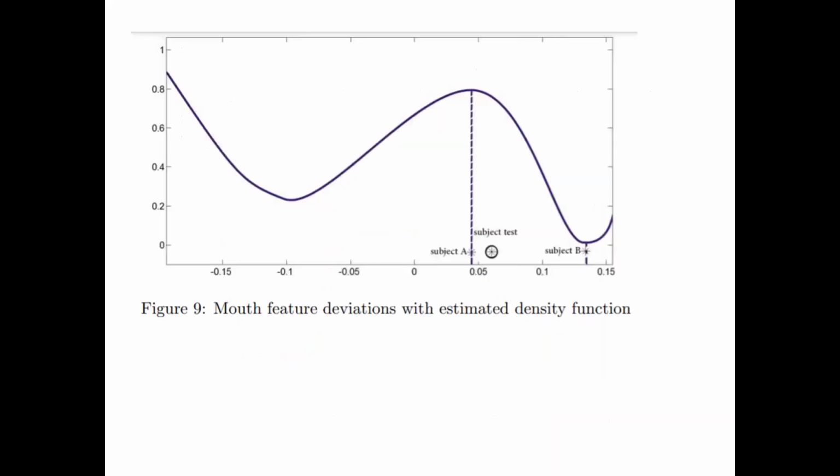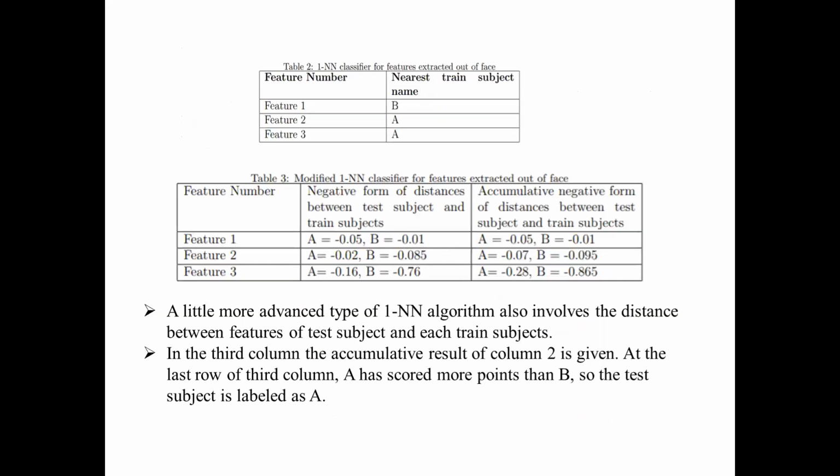This is a diagram which is an example of mouth feature deviation with an estimated density function. Similarly, we also use it for lips. Then in the table, we can see that the feature number and nearest train subject name are given. We have feature 1, 2, and 3, which describe the different features. Feature 1 includes eyes, feature 2 includes mouth, feature 3 includes ears. And whichever the subject is corresponding, we have written it.